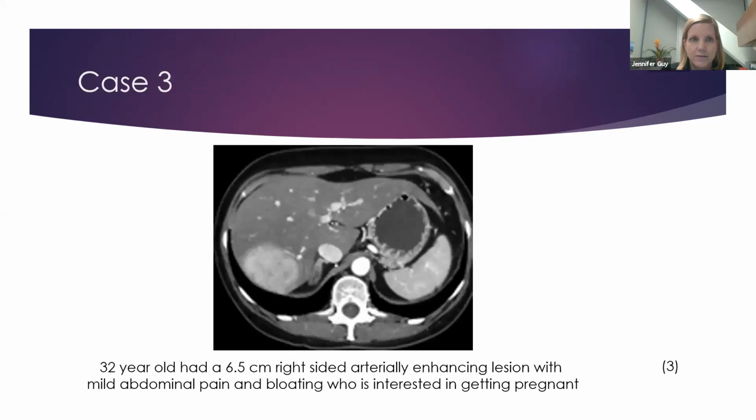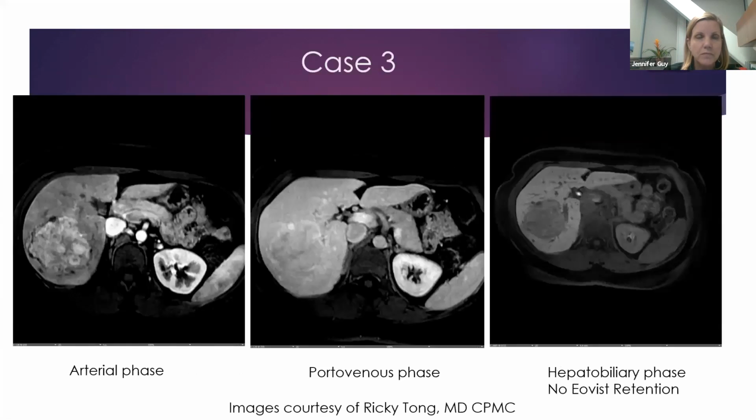So next case is a 32-year-old woman who had a 6.5 centimeter right-sided arterial enhancing lesion. She presented with mild abdominal pain and bloating, underwent an ultrasound, followed up here by this MRI, and she's interested in getting pregnant. So we're now trying to figure out what do we do with a 6.5 centimeter lesion. She's not on birth control. She's actively trying to get pregnant. And on this MRI, you can see, again, arterial enhancing lesion.